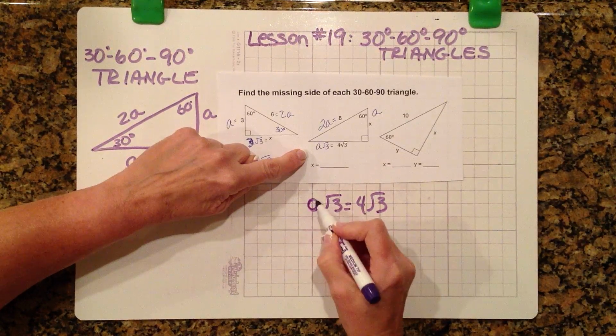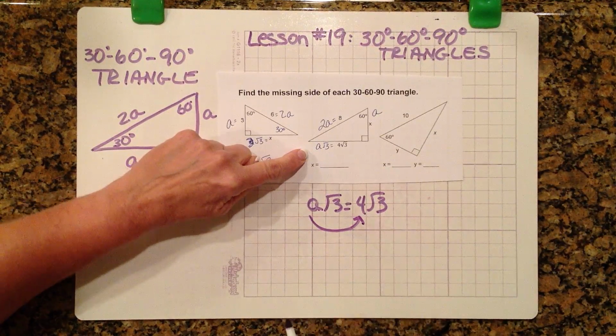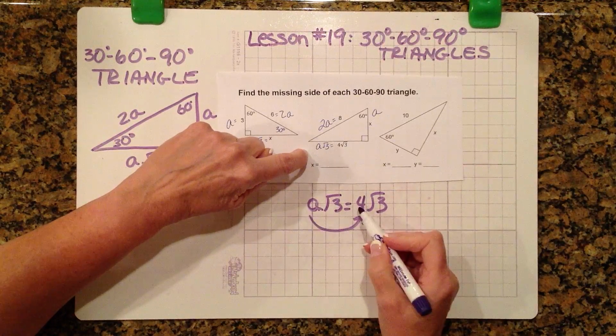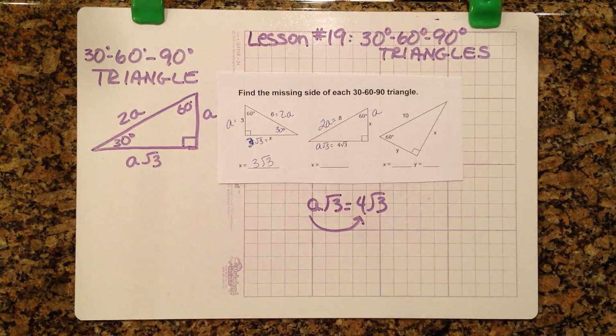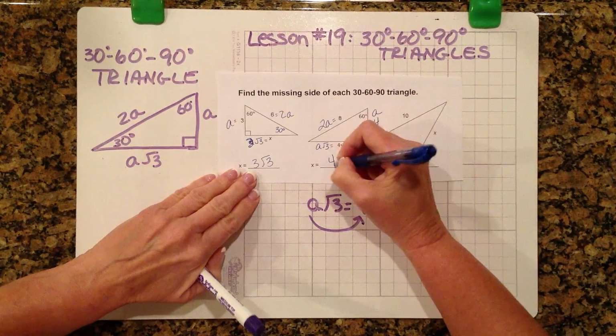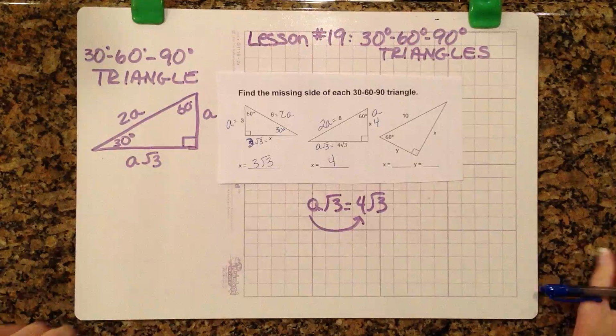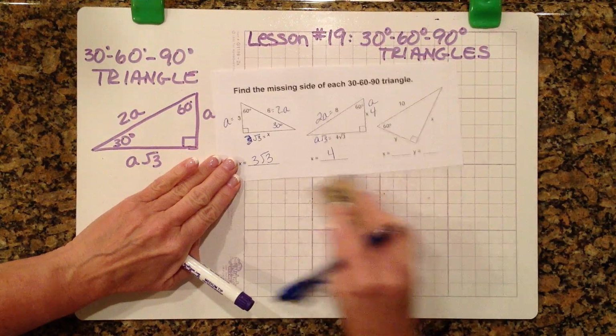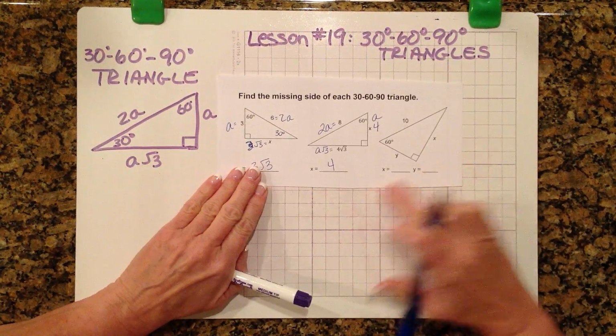If you notice, the A and the 4 match up with each other. So my A value is going to be 4. So I'm going to put a 4 right there. So the X value, the 60-degree side, happens to be 4. Okay, let's do this one right here.